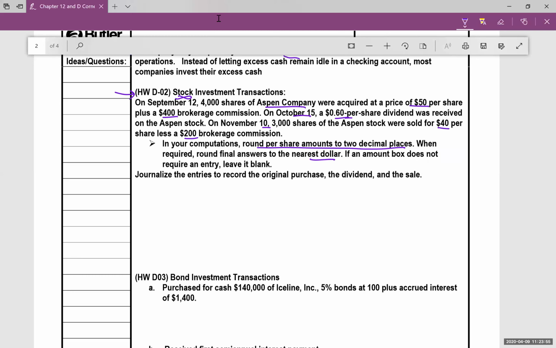Okay, well, let's do this first. Let's take that 4,000 times the $50, and that becomes 200,000. And then don't forget, they also had to pay $400 for their brokerage. So we get this $200,400 price. Okay, so September 12th.